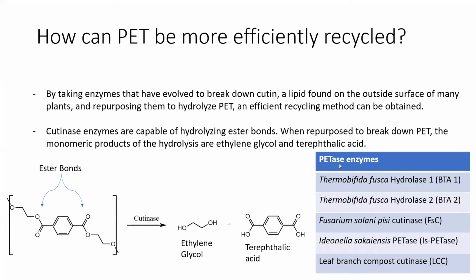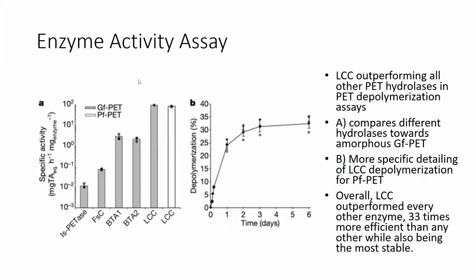So here are some PET-ACE enzymes that have been already known, and our focus will be on leaf branch compost cutinase. This figure depicts an enzyme activity assay comparing the previously mentioned PET-ACE enzymes. The y-axis shows the specific activity of the enzyme, where milligrams TAEQ refers to equivalents of terephthalic acid produced.